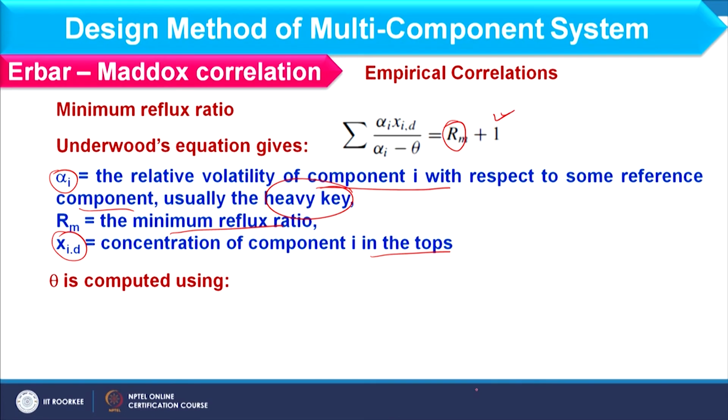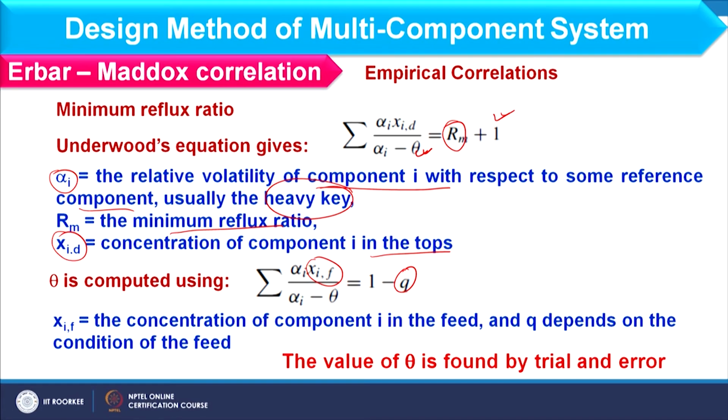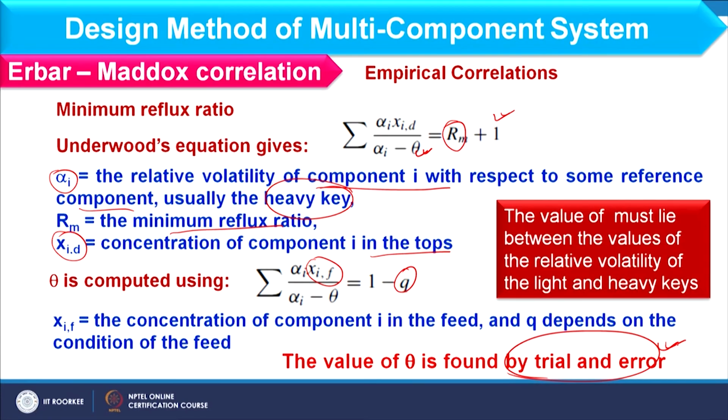And how can we compute theta? For this we have another equation which depends on the feed composition of the ith component, and we can also consider the Q line over here. Based on that we can find the theta value, which can be obtained by the trial and error method. So, how can I choose the correct value of theta? The correct value of theta must lie between the values of relative volatilities of light and heavy key. In this case you may have a number of values of theta, so whichever value lies between the relative volatility of light key and heavy key, that value you can consider for theta. So, this is basically the Erbar-Maddox method, and quickly we will cover the example related to that.